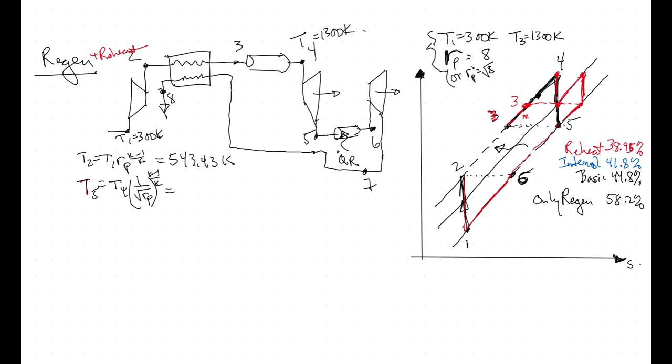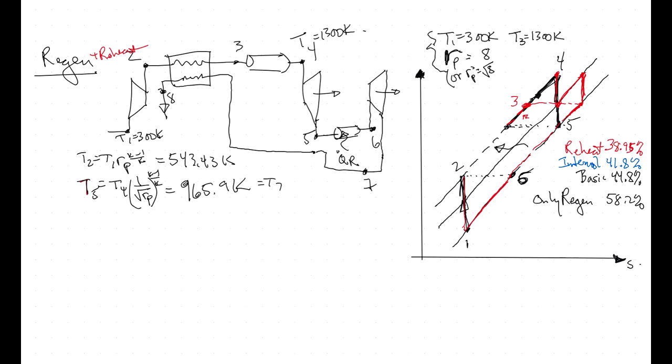It's going to be the same temperature as when we did just reheat, so 965.9 Kelvin. Before, the temperature at the exit of the last turbine was 717, so in my regenerator I could only heat the input flow up to 717. But now I can heat it up 250 degrees further, because I have two turbines. So that's T5, which is also equal to T7.